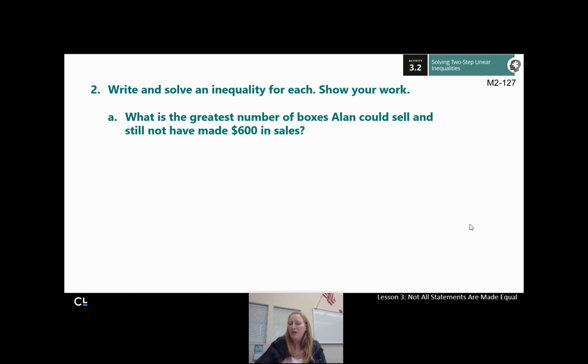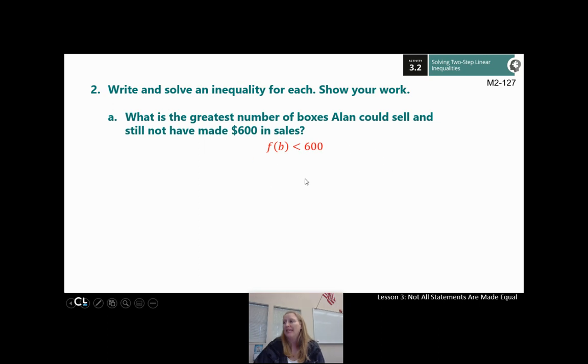Now, the tricky part on these is probably the setup, but here's the deal. Let's take a look. What is the greatest number of boxes Alan could sell and still not have made $600 in sales? So we don't want it to be equal to 600 because we're saying he's not getting there. That also means it can't be more than 600, because if he made more than 600, then he made $600, right? So I need my function to be less than $600.